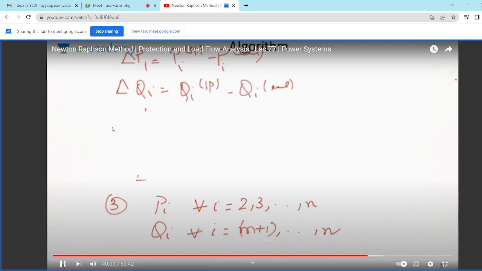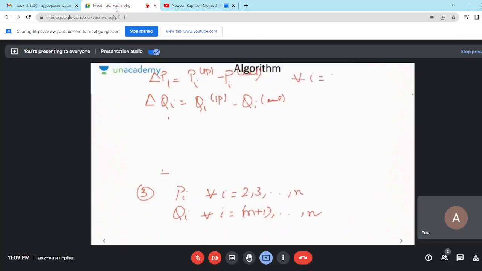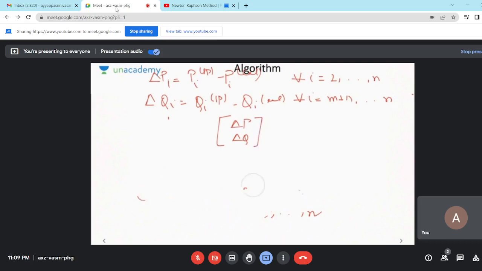So this delta Pi can be calculated for all buses 2 up to n, for PV as well as PQ. Delta Qi can be calculated only for PQ buses, that is m plus 1 up to n. Okay, then we get a mismatch vector, that is delta P and delta Q. Now the next step should be finding the Jacobian. So here we find the matrix, that is the modified form of Jacobian H, N, J and L. We will determine this matrix in step number 5.